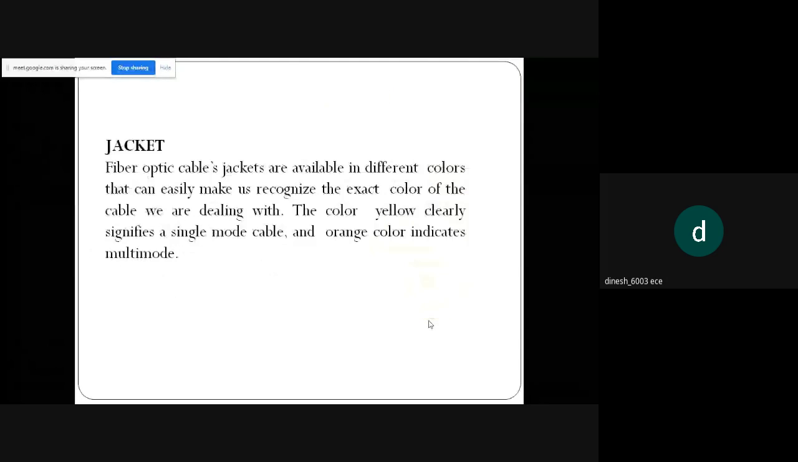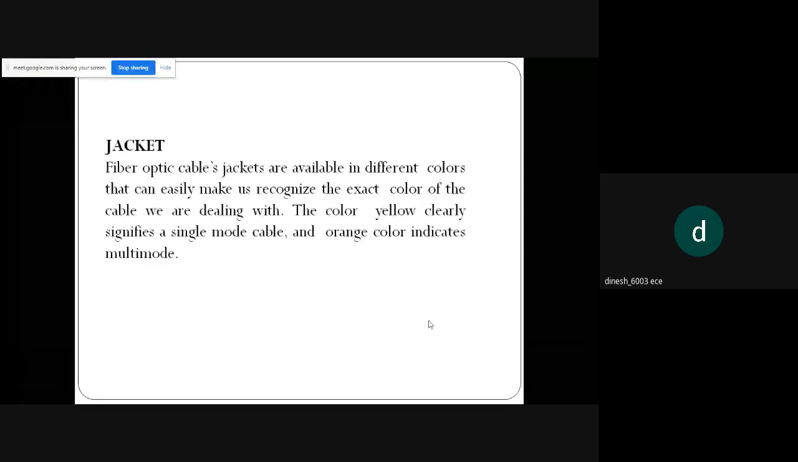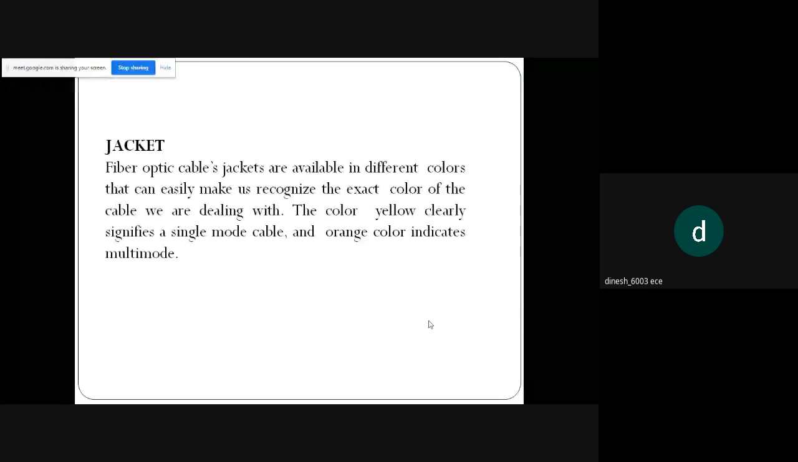Core, cladding, buffer, jacket. The jackets are available in different colors. There are different colors being used for jackets, where from some colors we are able to identify what they are meant for. If the outer jacket is yellow in color, it indicates it is used only for single mode cables. If it is orange, it should be used only for multi-mode. So these jackets provide this type of information, whether the cable is meant for single mode or multi-mode.